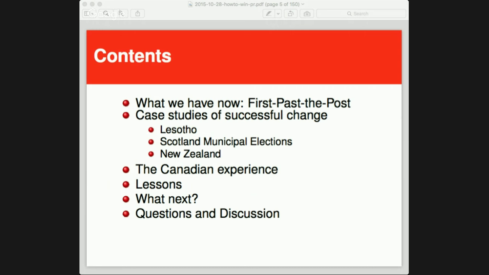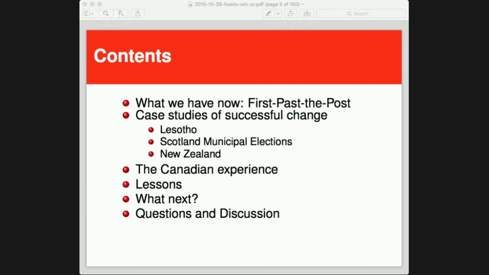But here's what I'm going to do. First is the traditional sermon that happens at all Fair Vote Canada talks, why first past the post is bad. Secondly, and this is going to be the bulk of the talk, I want to talk about 3 places where people actually managed to change the voting system away from first past the post to something else.